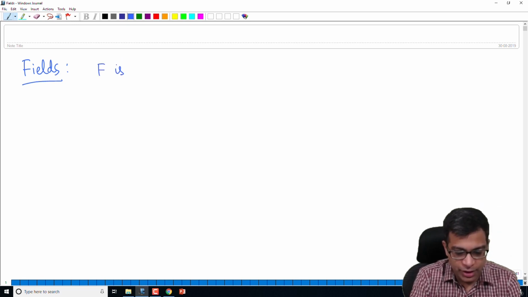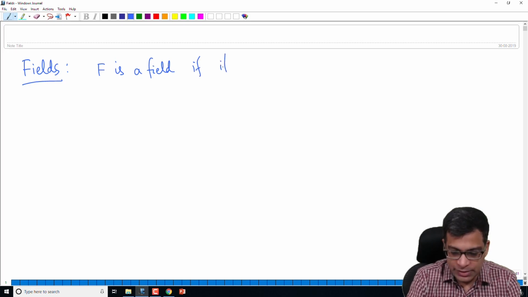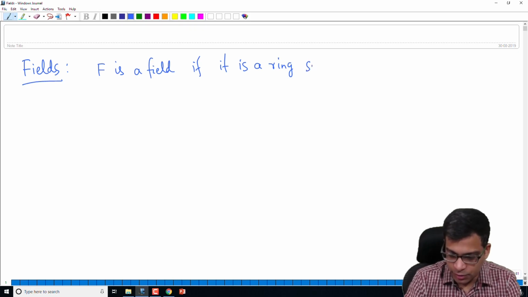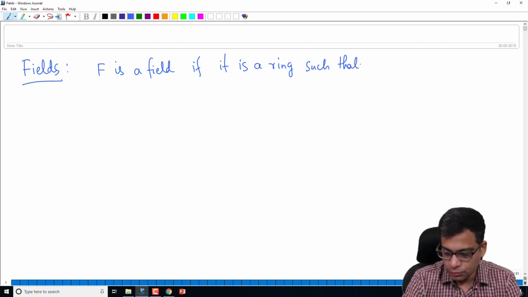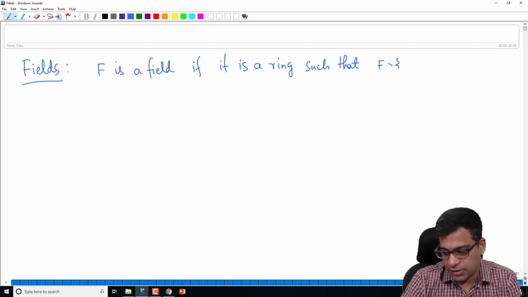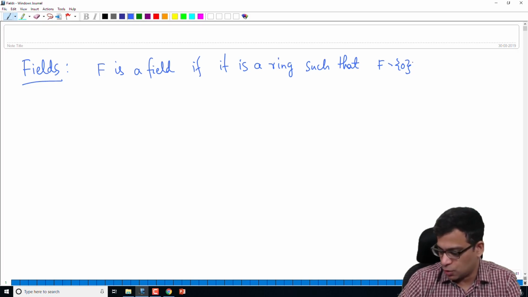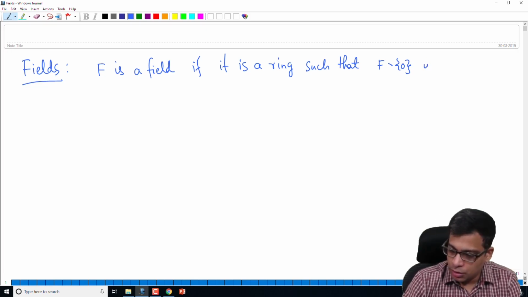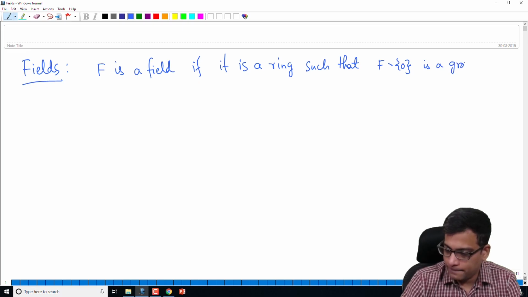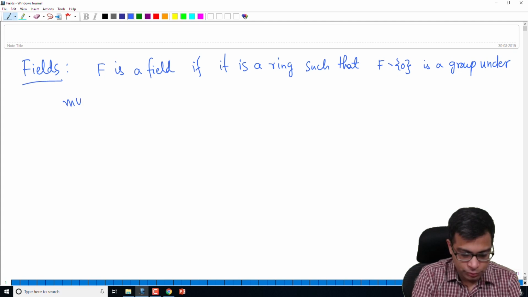So F is a field if it is a ring in which, or such that, F minus 0, where 0 is the additive identity element as always, F minus 0 is a group under multiplication.